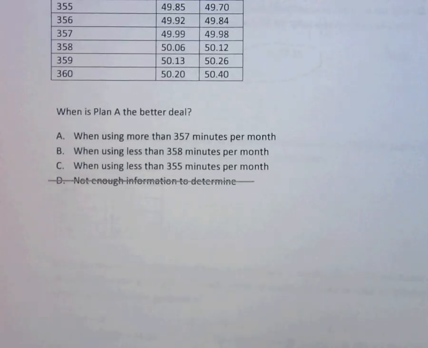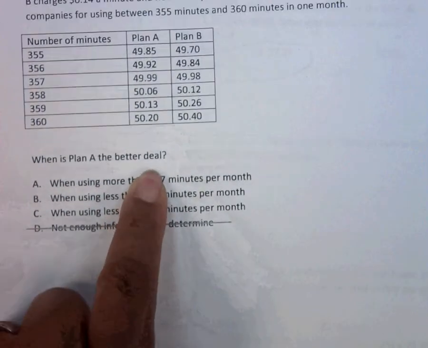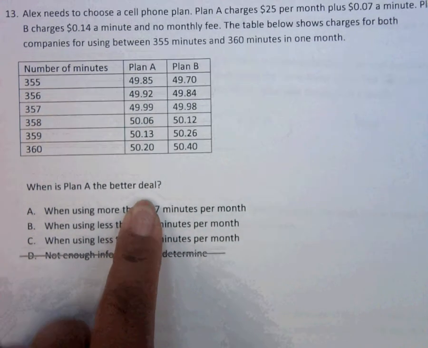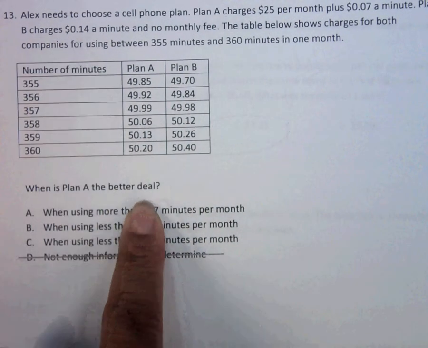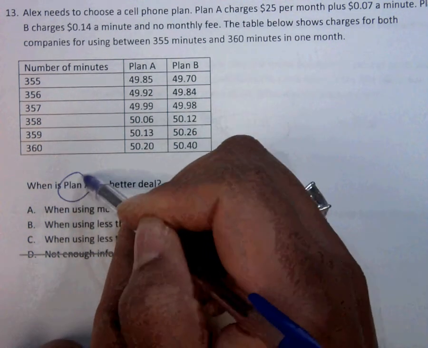Number 13. Alex needs to choose a cell phone plan, and plan A charges $25 a month plus $7 a minute. Plan B charges 14 cents a minute and no monthly fee. The table below shows charges for both companies for using between 355 minutes and 360 minutes in 1 month. When is Plan A the better deal? I already know that you guys probably started writing the equations, but it doesn't want that. It wants you to look at the table and see when Plan A is cheaper.